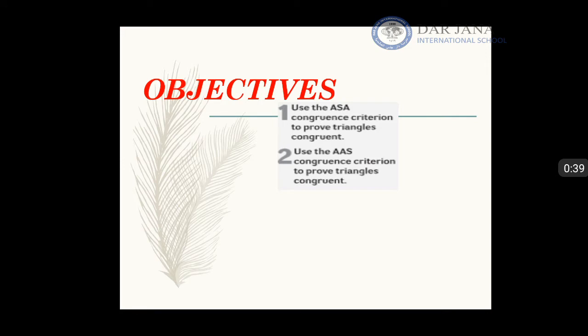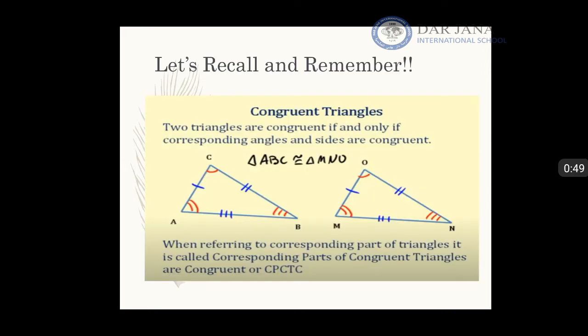But before we start explaining our lesson, let's recall some of the important concepts and ideas that we previously explained in lessons 4.2 and 4.3. So here we go. When two triangles are considered congruent, they both have exactly the same size and shape. Not only that, two triangles are congruent if and only if, as we see marked here, their corresponding sides and angles are congruent. In this case, triangle ABC is congruent to triangle MNO.